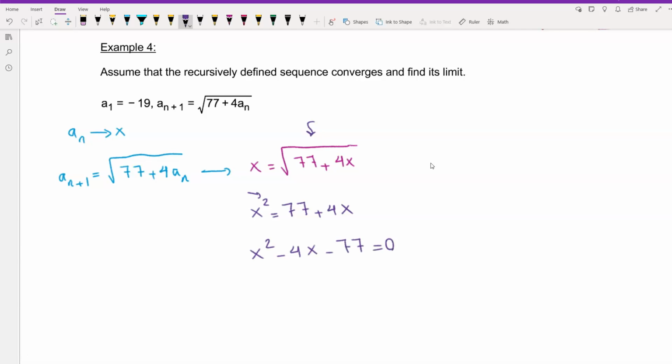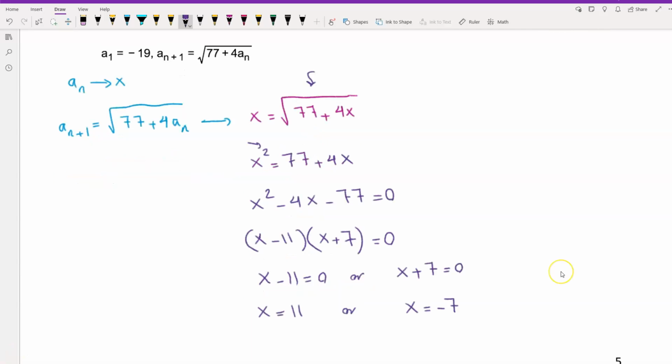And then factor. Here we have x minus 11 times x plus 7, that is equal to 0. So solving for x minus 11 equal to 0, x is 11, and x plus 7 equal to 0, x is -7. So x is either -7 or positive 11, but a limit cannot have two different values.